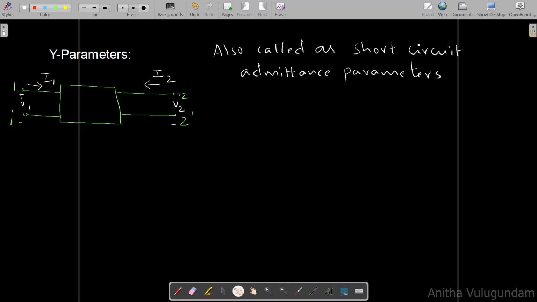In this video, I'll discuss the concept of Y parameters. Y parameters are also called short circuit admittance parameters. This is the two-port network shown.